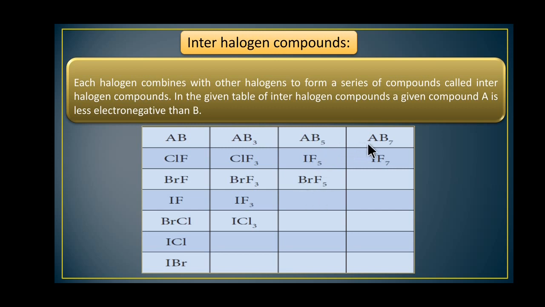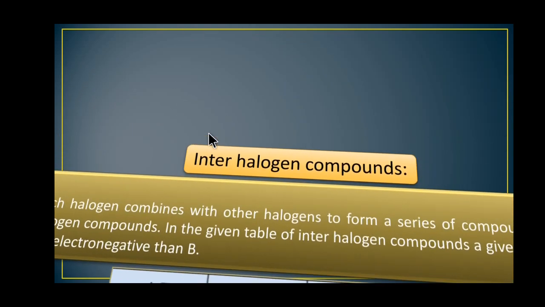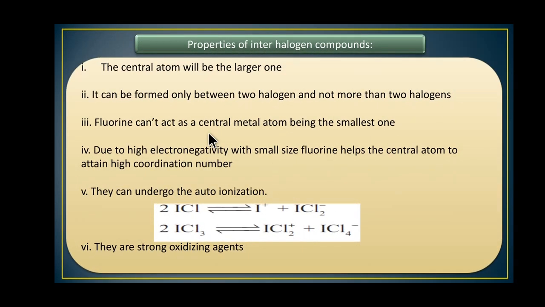And the next type, AB7. Here also the rule is followed: A is less electronegative. Iodine is less electronegative compared to fluorine, so IF7 is the example for AB7 type. Is it clear? Okay, next, the properties of interhalogen compounds.